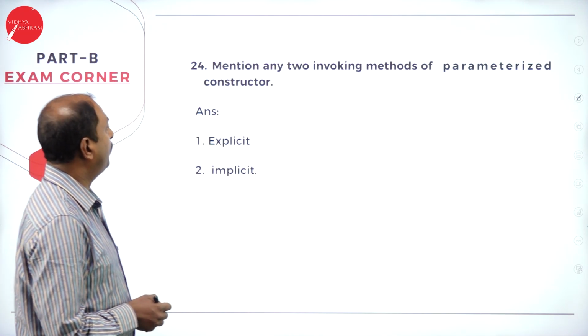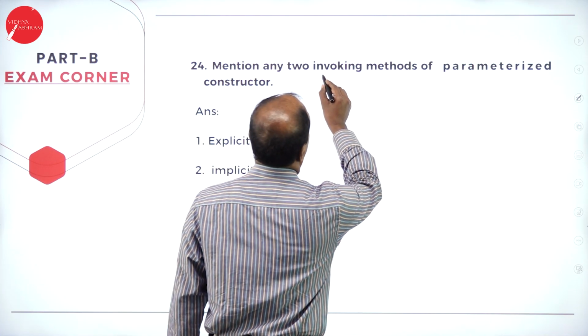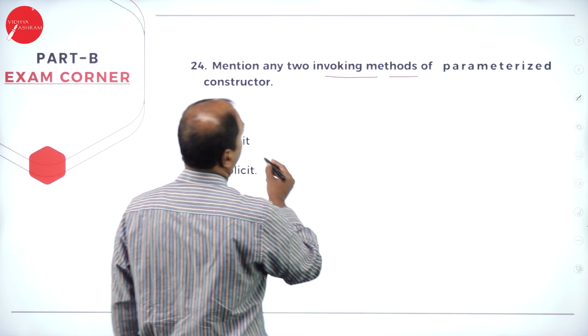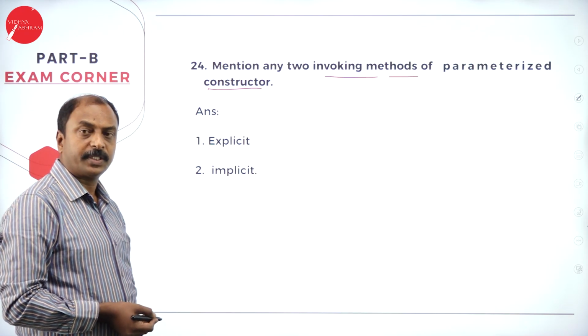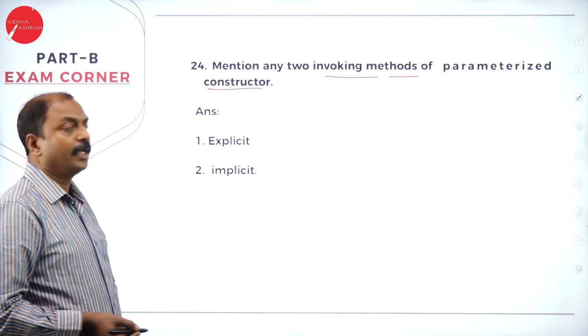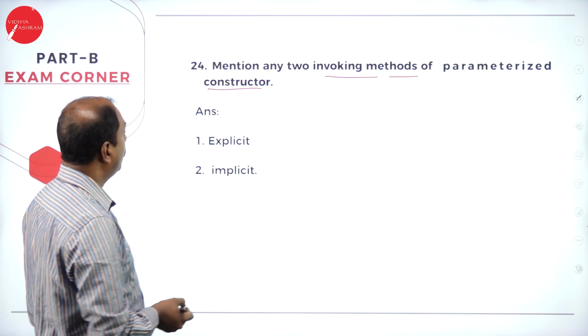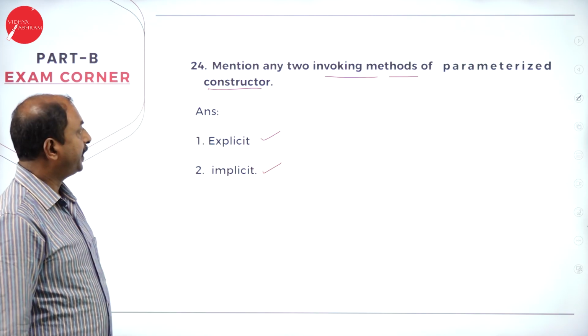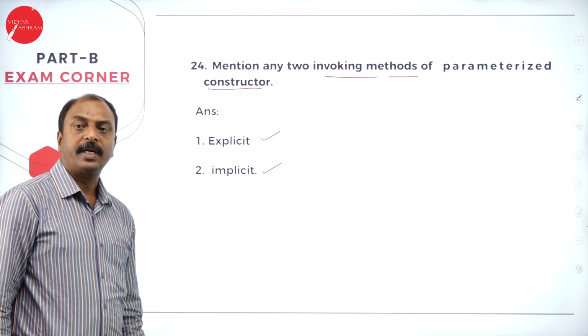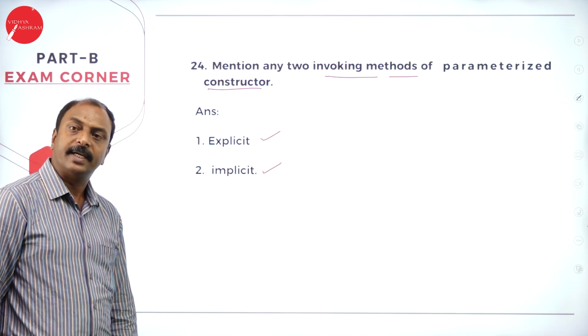Next question is mention any two invoking methods of parameterized constructor. How can we invoke the parameterized constructor? The answer is there are two methods. One is the explicit method, the second one is the implicit method. Through these methods, we can invoke the parameterized constructor.